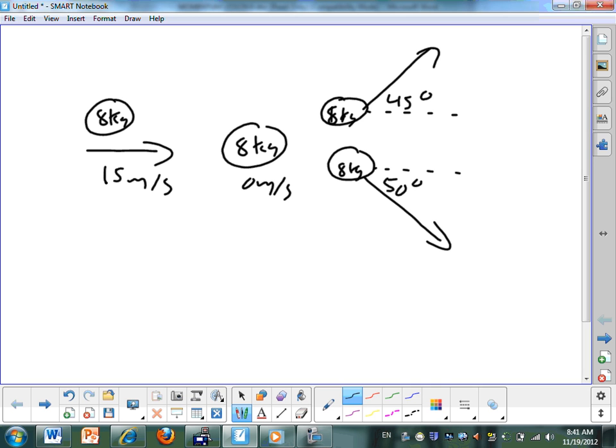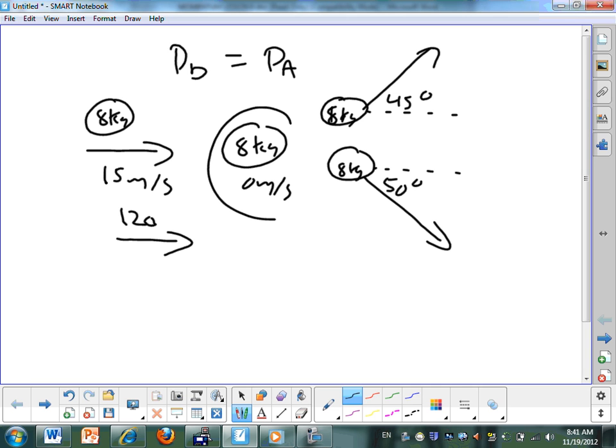Now what I know is that the momentum before the collision must equal the momentum after the collision. So I think about all the momentums I had before the collision. This one here would have 8 times 15, which is 120 units of momentum straight sideways. This one here has none. So afterwards, all the momentum must be going straight sideways, and none of it should be going up or down. Now, the scary part is we have very little information over here.